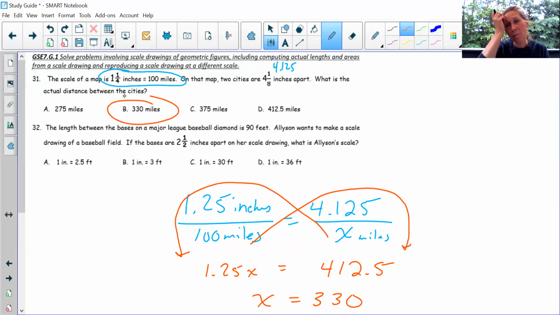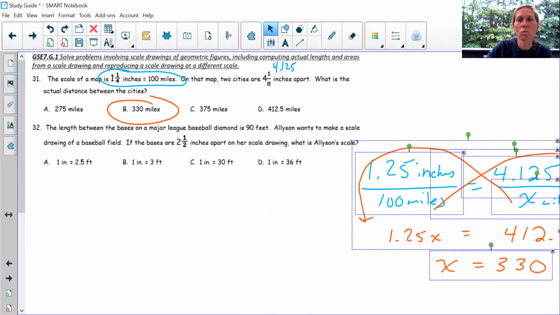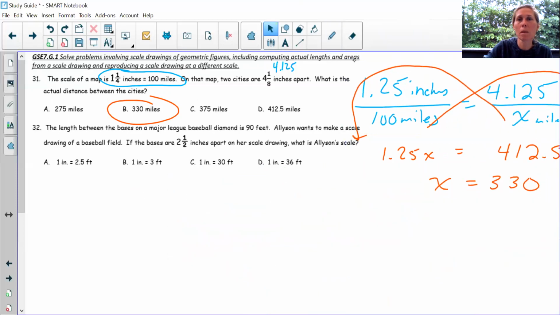Now on the next one, I'm going to erase all this stuff at the bottom, okay? Actually, you know what? Let me get all that and push it over here because I need to have some room. It says the length between the bases on a Major League Baseball diamond is 90 feet. Allison wants to make a scale drawing of a baseball field. If the bases are 2.5 inches apart on her scale drawing, what is Allison's scale?